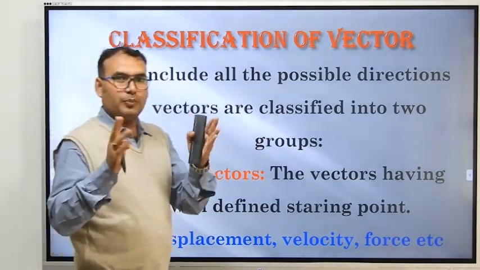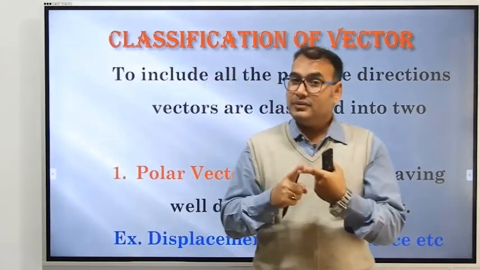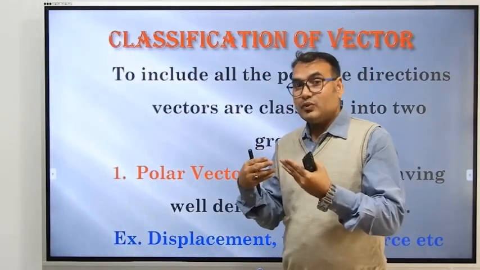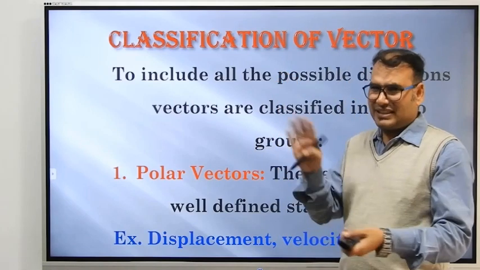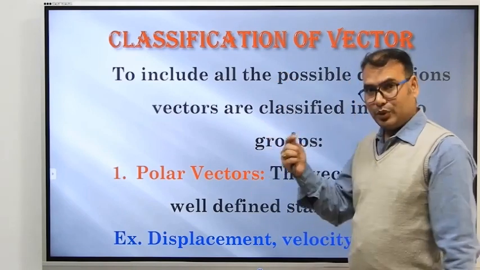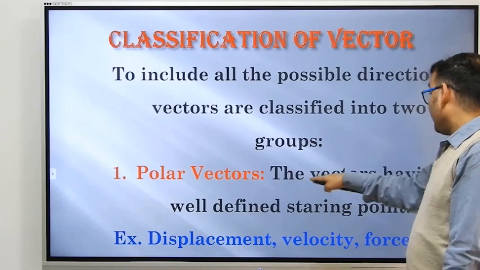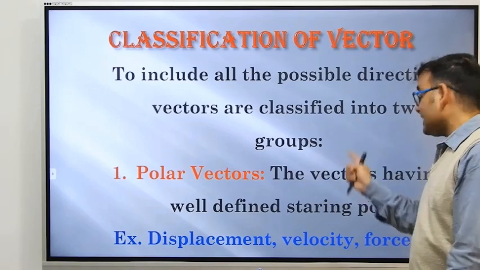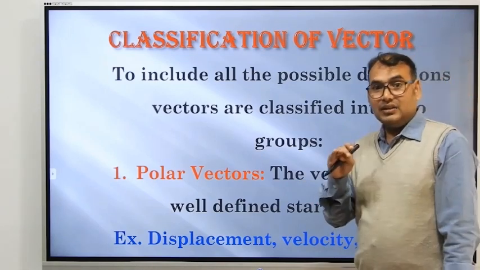So basically, the groups of vectors are two. One, the polar vector, and the other one is what? This is called the axial vector. Second group is there. So we are discussing here polar vector only. So the polar vectors are what? The vectors having well-defined starting point. These are the polar vectors.